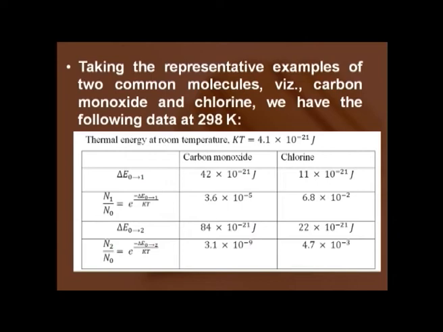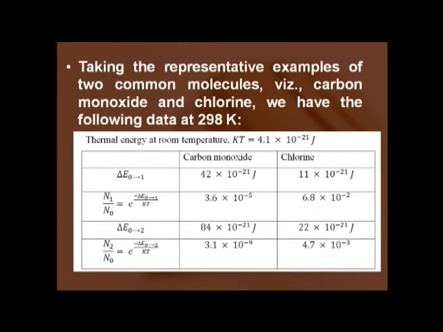Delta E for 0 to 1 at this temperature for carbon monoxide is 42 into 10 to the power minus 21 joules, and for chlorine is 11 into 10 to the power minus 21 joules. If we substitute this data in the Boltzmann expression, we get N1 by N0, where our upper level is V equals 1 and lower level is V equals 0, is equal to e to the power minus delta E 0 to 1 by kT. On substituting the values, N1 by N0 comes out to be 3.6 into 10 to the power minus 5 for carbon monoxide and 6.8 into 10 to the power minus 2 for chlorine.